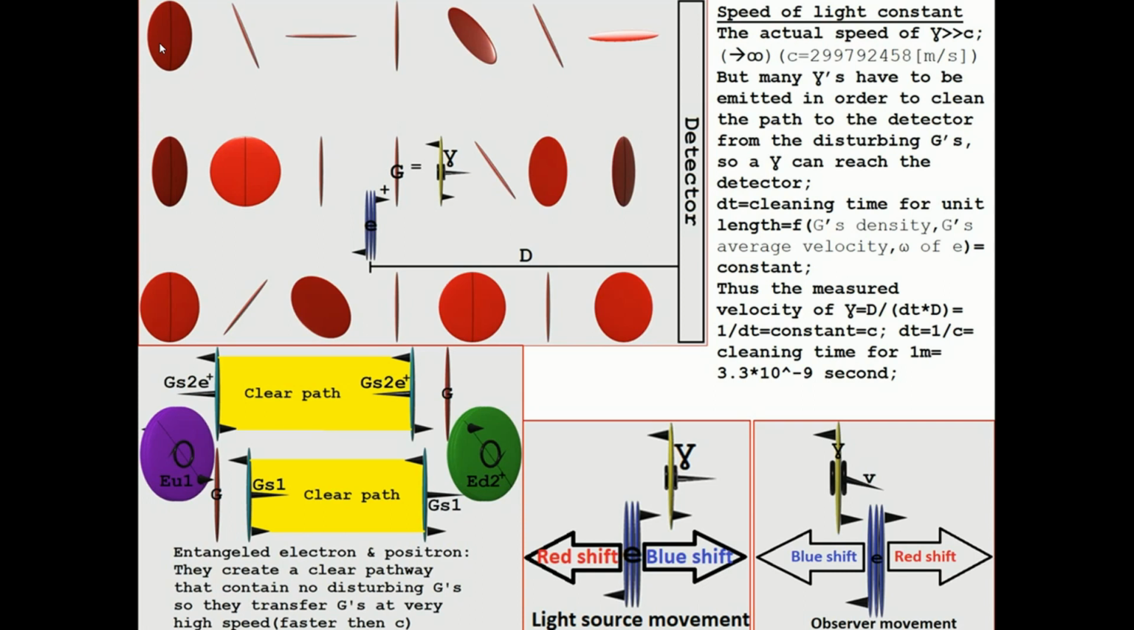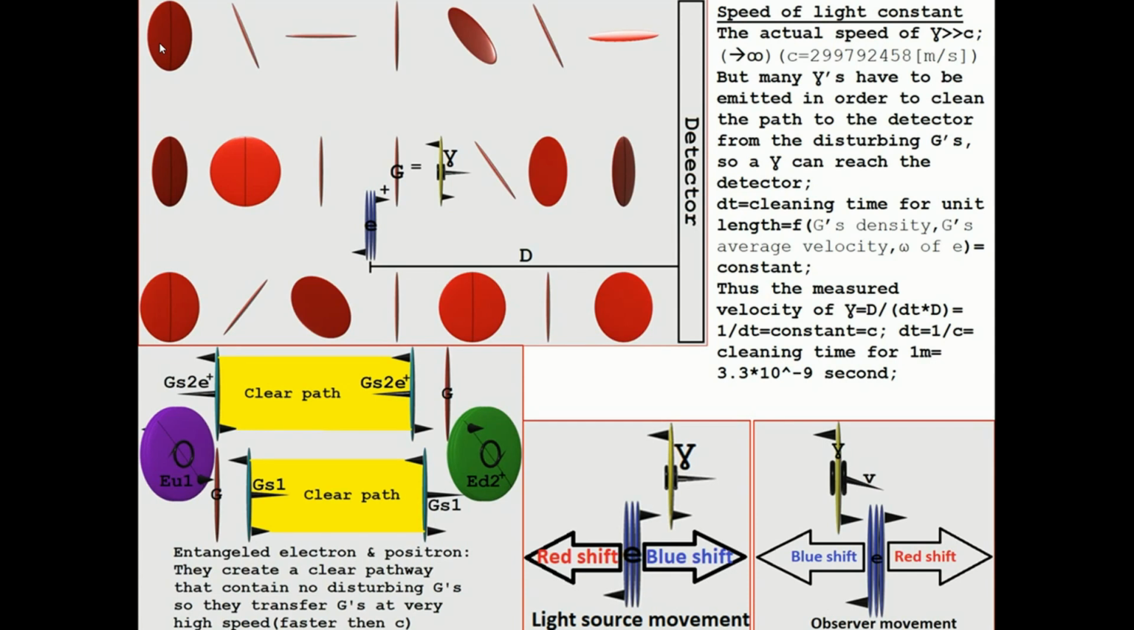If we move the light source, in other words, if we move the accelerated electron, it will push the g and create a photon with higher frequency if it moves toward the detector, or lower frequency if it moves away from the detector. So we will see the photon as blue or red shifted. The actual velocity of this photon will also change, but the measured velocity will be constant, because the time to clean all the disturbing g will be constant, as it depends on the density of the g particle, the average velocity of the g particle, and the angular velocity of the electron.